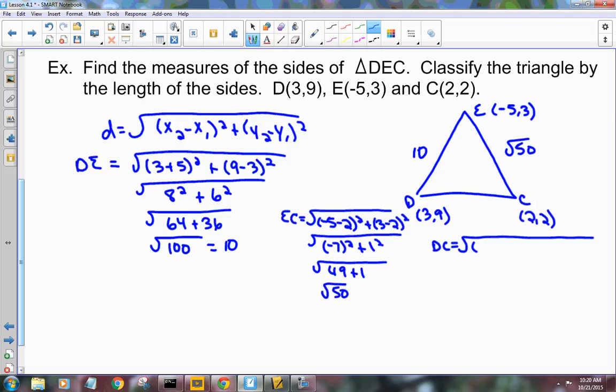And again, I'm going to subtract my x's, 3 minus 2 quantity squared, subtract my y's, 9 minus 2 quantity squared. So I end up with 1 squared plus 7 squared. You should start seeing something here. Because over here we had negative 7 squared plus 1 squared. Probably these are going to be the same, yes? So this ends up being 1 plus 49, which is radical 50. So, what kind of triangle is this? Isosceles.